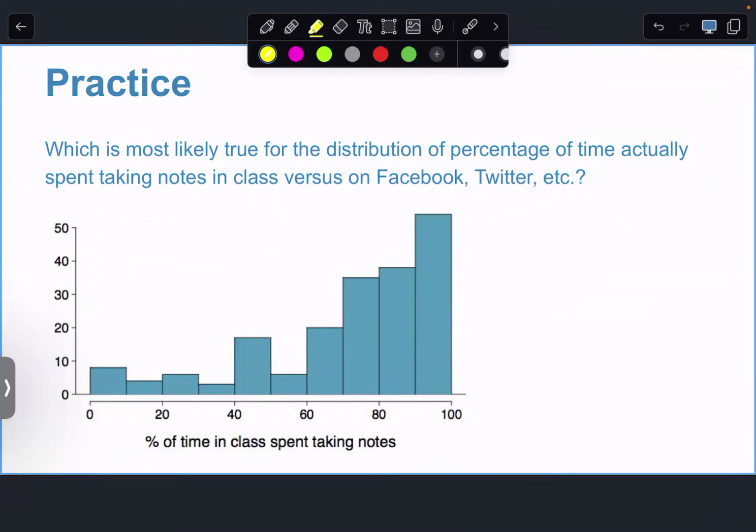How about this one? Which is most likely true for the distribution of percentage of time actually spent taking notes in class versus on Facebook, Twitter, etc.?